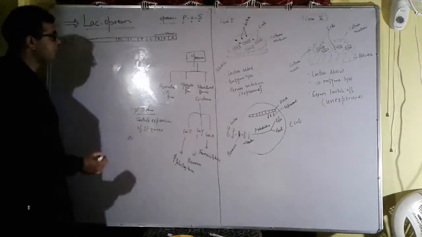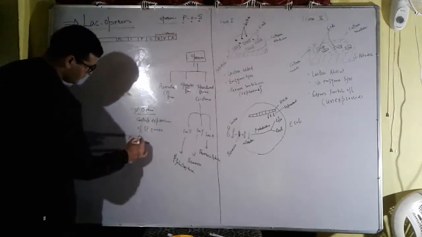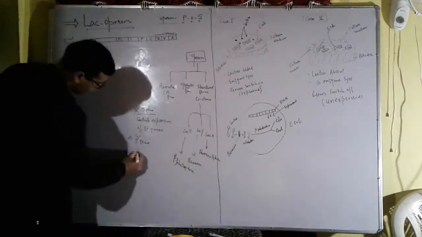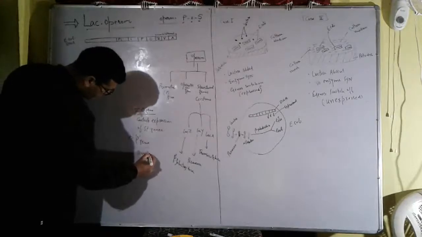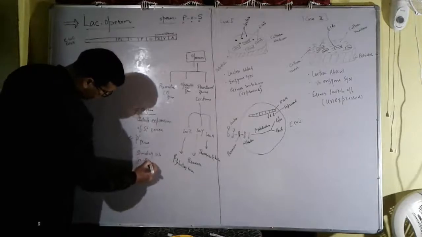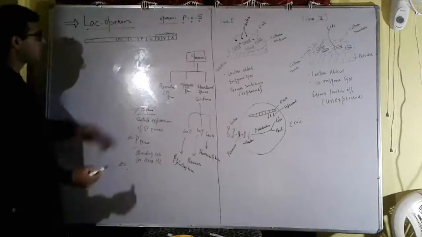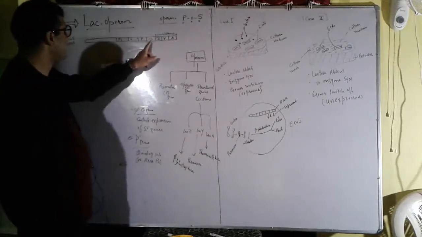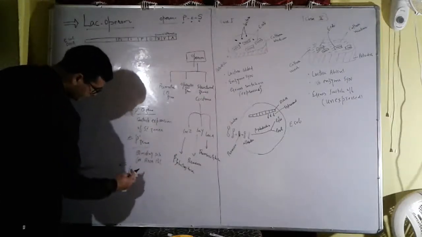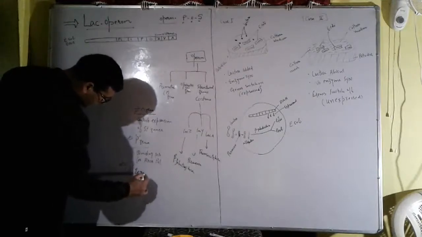Then we have got another gene, that is the promoter gene. This promoter gene is the binding site for RNA polymerase. Then we have got another one. So this operator gene, then promoter, then I gene. The I gene is simply called a regulator gene. This is the regulator gene.